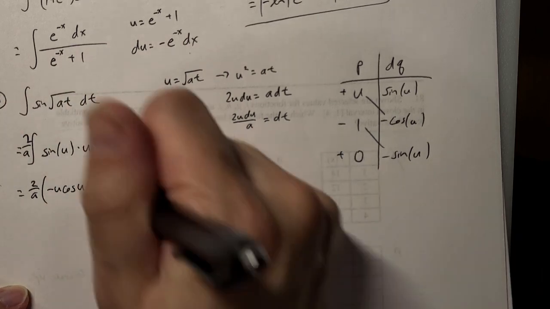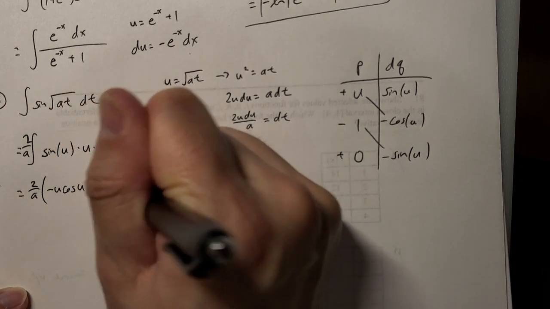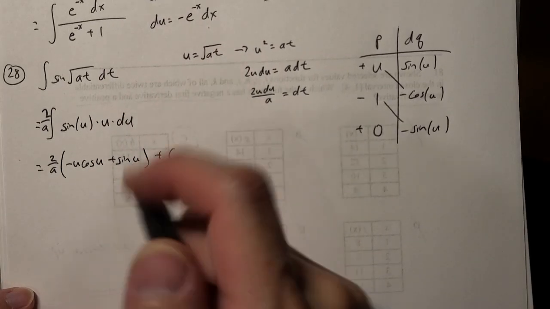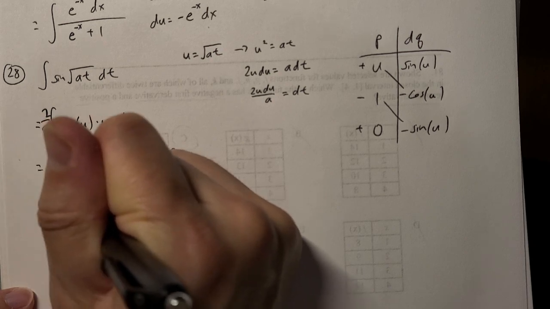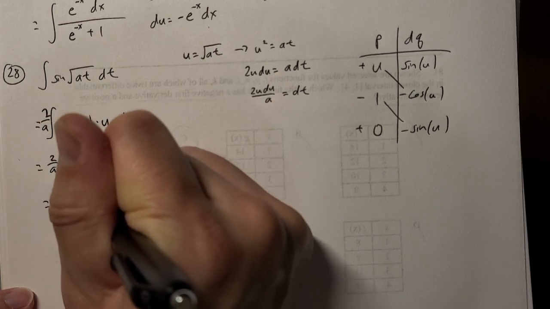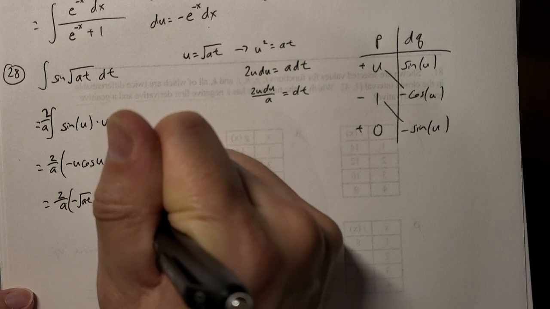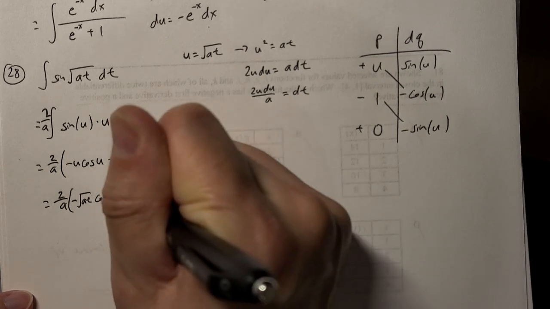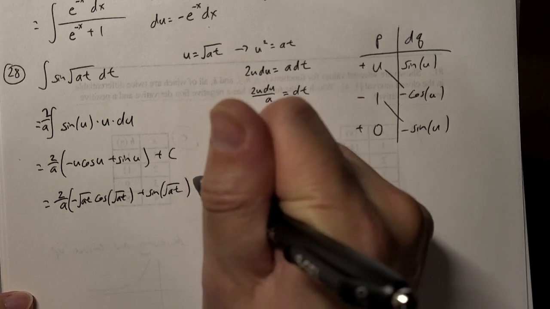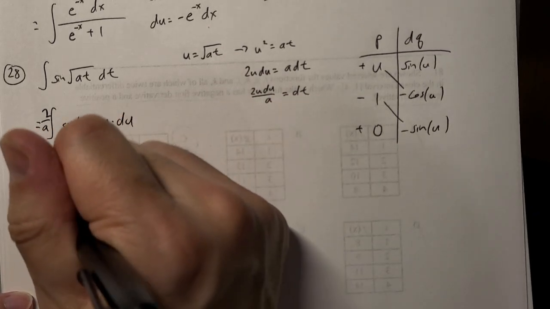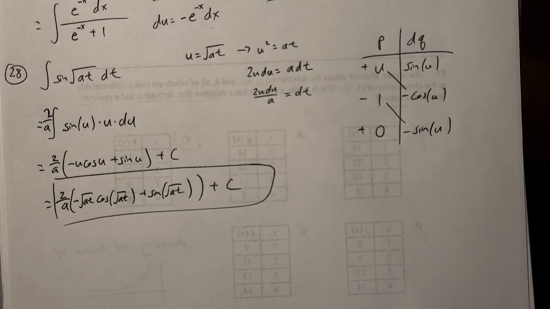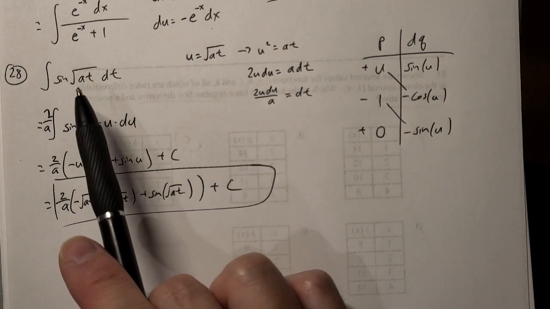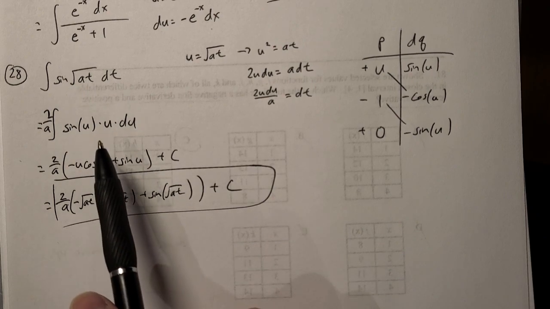Okay, this becomes plus sine u plus c. Back substitute, u is square root of at. So it's 2 over a times minus square root of at cosine of square root of at plus sine of square root of at, this is t, in parentheses, plus c. This is my answer. Okay, so sometimes making a substitution, when it's a composite function, makes things more recognizable.